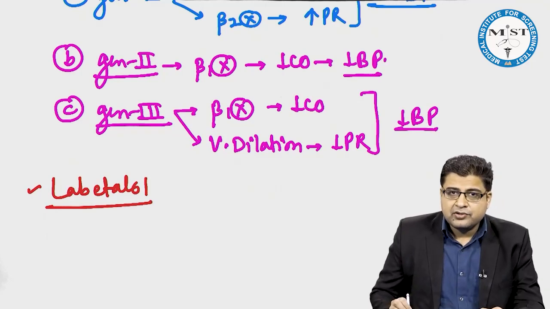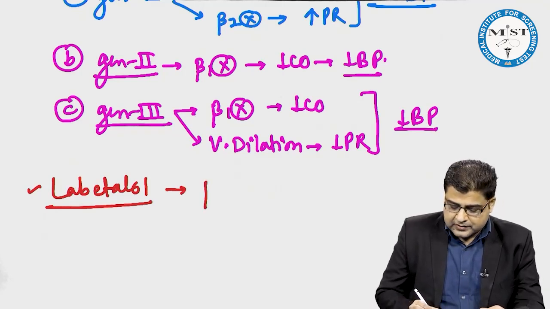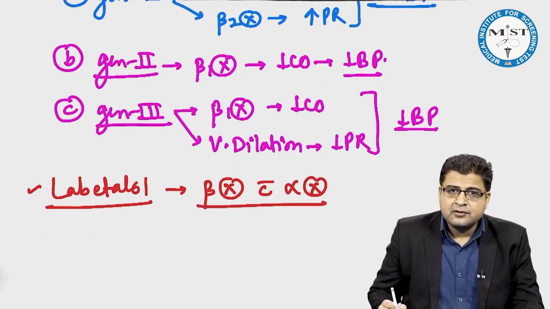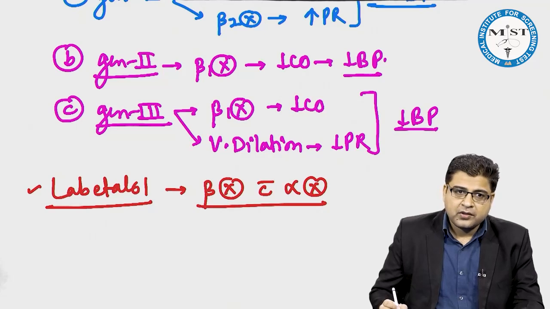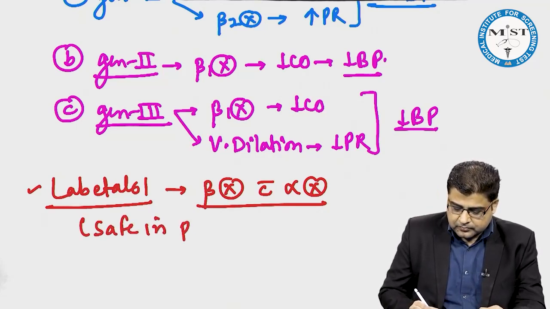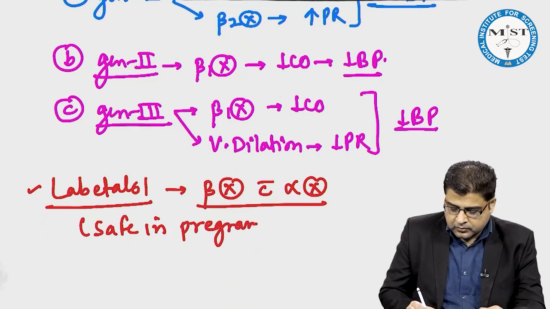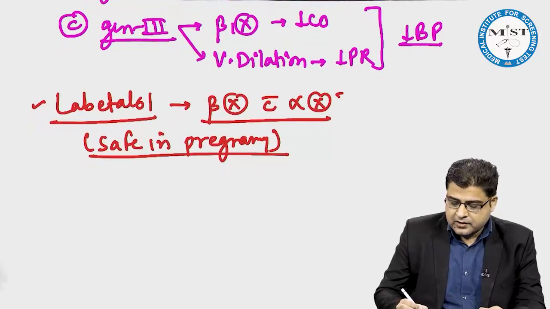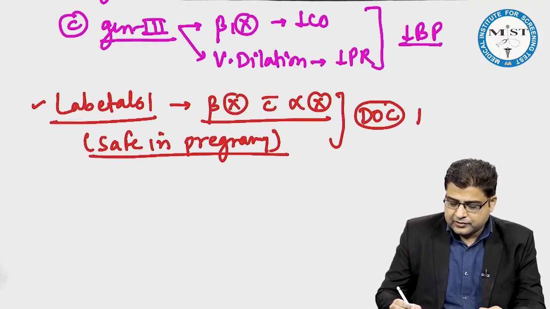Labetalol is a generation 3 beta blocker which also has alpha blocking property. And this medicine is considered the drug of choice for PIH. So this medicine is found to be safe in pregnancy. And because of this reason, this is considered the drug of choice for PIH.